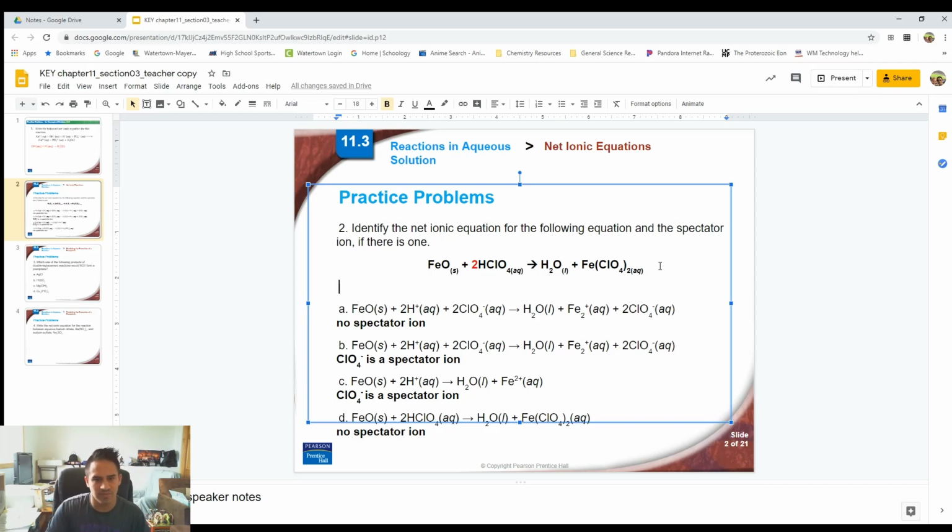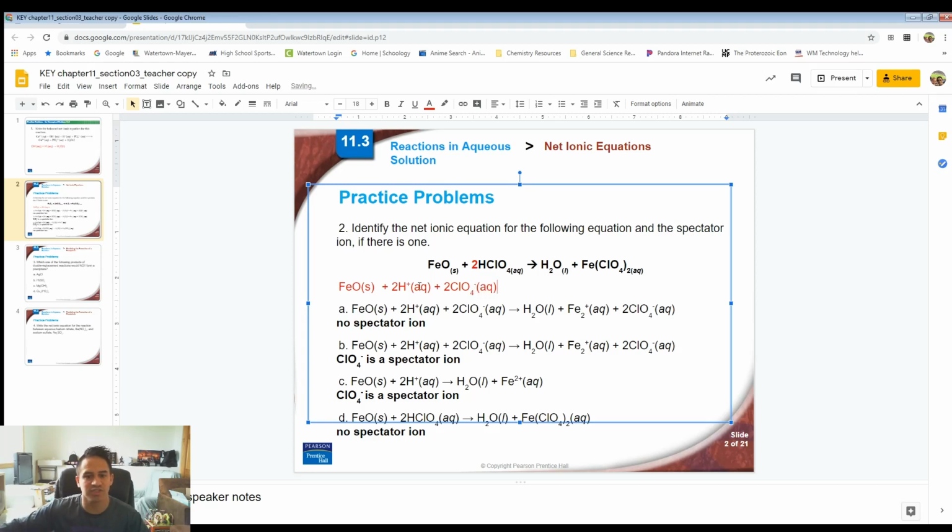Remember that when we're writing a net ionic equation or any complete ionic equation, we want to keep things that are solids together, or things that are not aqueous together, and anything that's aqueous we write separate. So we have FeO, which is a solid, so we have to keep it as a solid. It's not aqueous. We can't break it apart. But we have 2HClO4 aqueous. So we have two H+ ions, which are aqueous, with two ClO4- ions, which are aqueous, and this is a perchlorate ion.